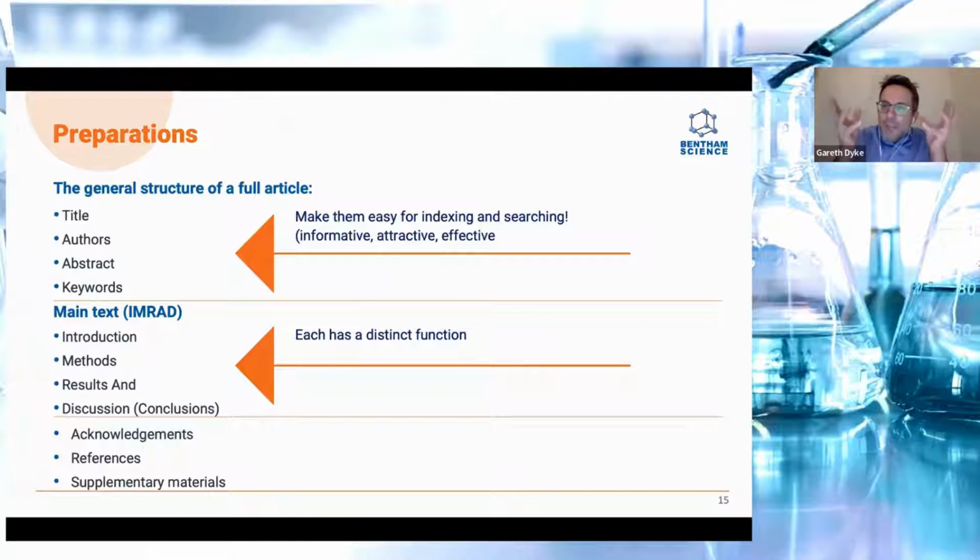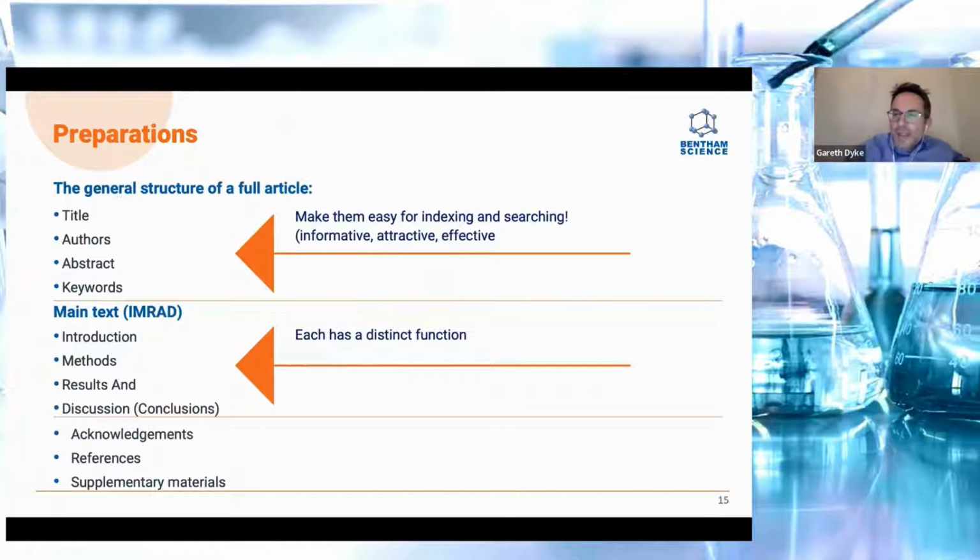And we think about the structure of academic articles. The general structure of an academic article, of course, in an STEM discipline, science, technology, engineering, mathematics, and medicine, you've got your title, you've got your authors, you've got your abstract and your keywords, which perform in particular a very distinct function from the remainder of the paper, the main text, the so-called IMRAD academic article structure.